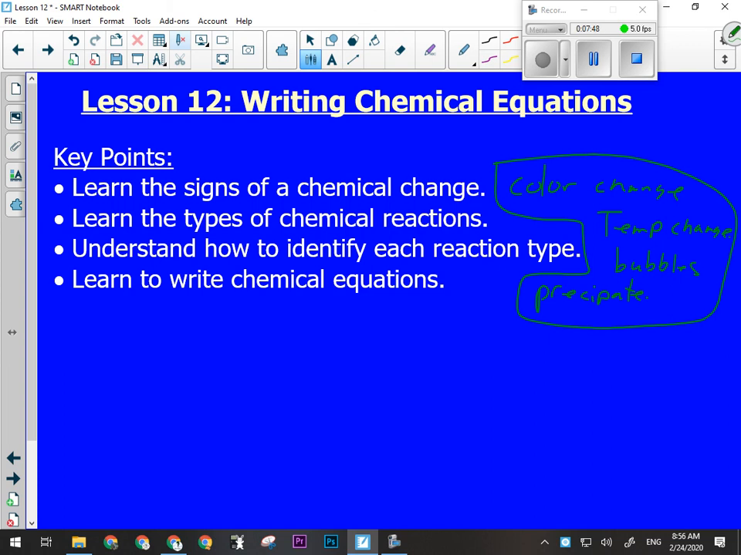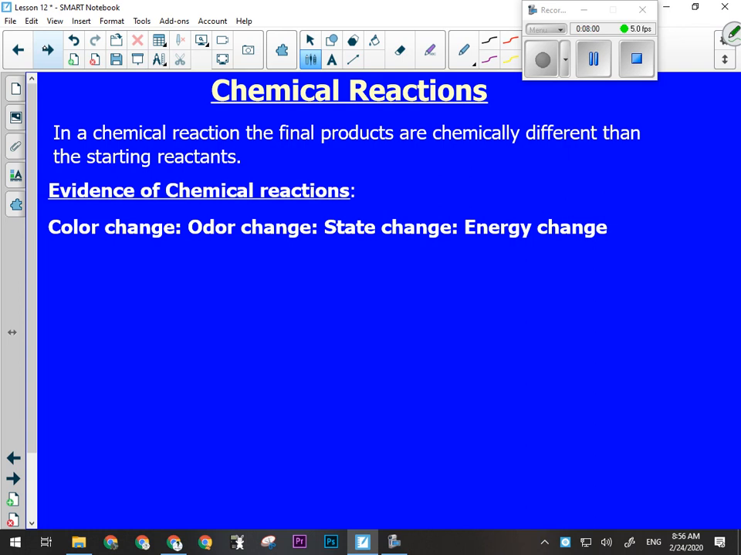Okay, so we're going to look at the 5 types of chemical reactions. We're going to learn how to identify each type. Each one is very unique. There's always something different going on, and then we're going to obviously learn how to write them out. So in a chemical reaction, the final products are chemically different from the starting reactants. So here's 2 terms that we need to know. Products are what are produced in the reaction. Reactants are what we start with. They're the things that react with each other.